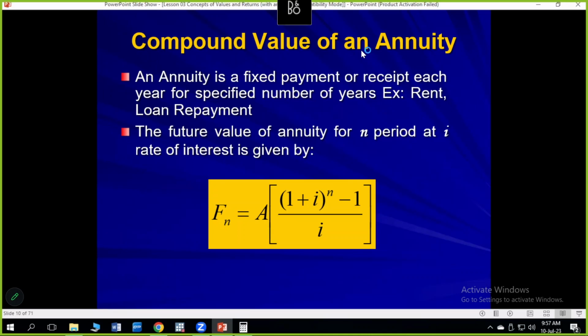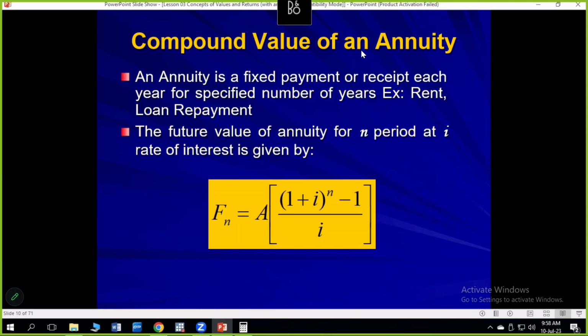Right, everyone take down this formula, the exercise under the title compound value of an annuity. Other things you don't have to take, only the formula, and you can work out with that example. So what is that? Fn is equal to A, it means annuity, into (1 plus i) to the power n minus 1 over i. Everyone should memorize this annuity formula.